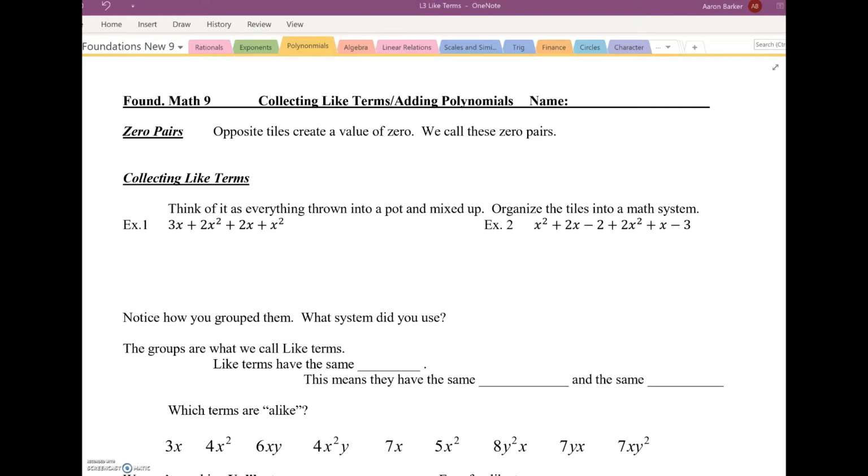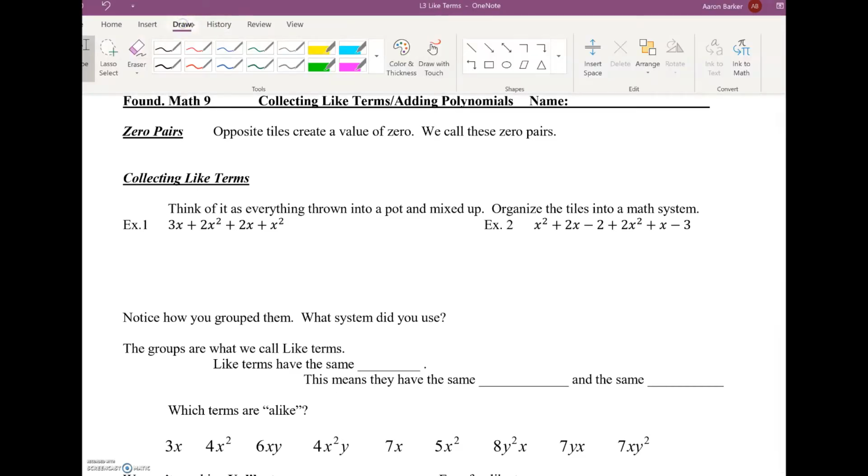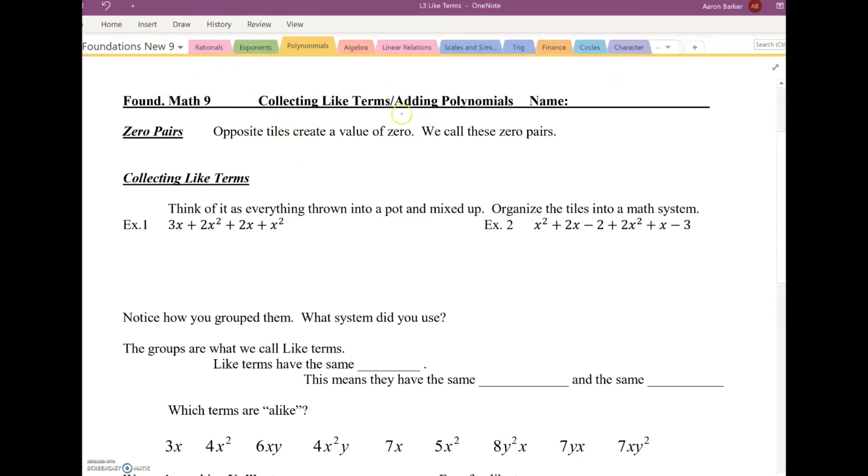Hello students, and welcome to today's lesson on collecting like terms. Collecting like terms is very similar to adding polynomials, but this is the first step.